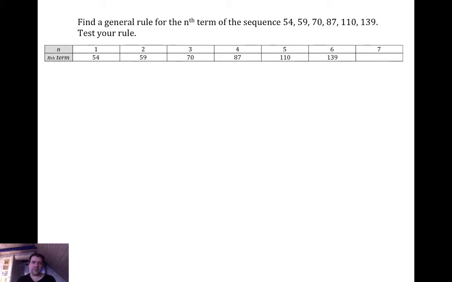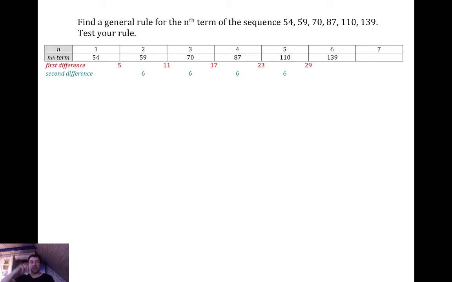So looking at the differences. First difference, 5, 11, 17, 23, 29. So not a constant difference. So it's not going to be a simple rule like nth term equals something n plus or minus something. Second difference is 6 every time. So that tells us it's going to be a quadratic rule.